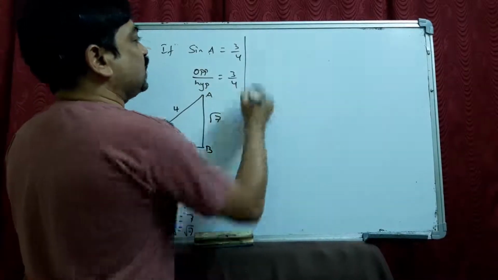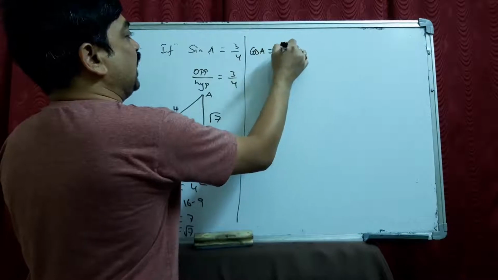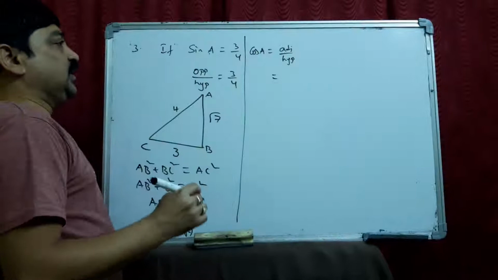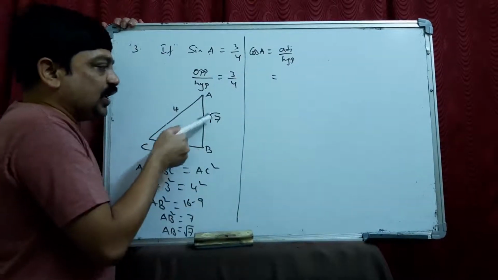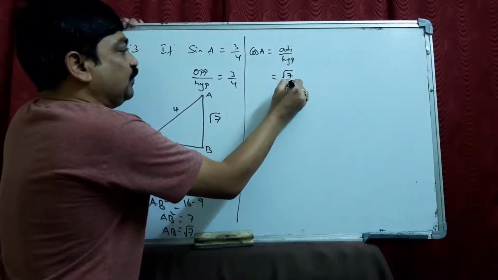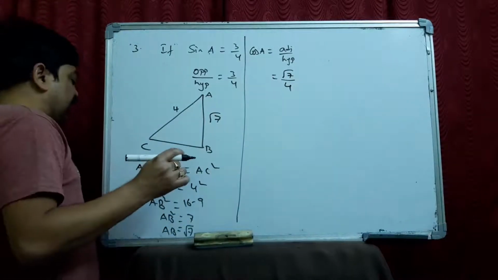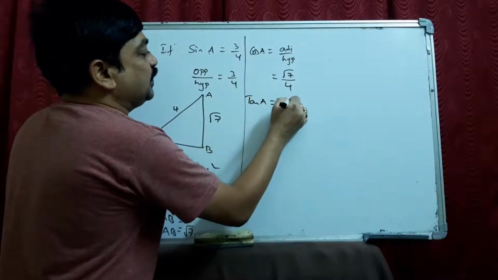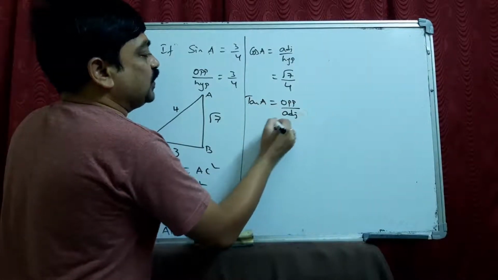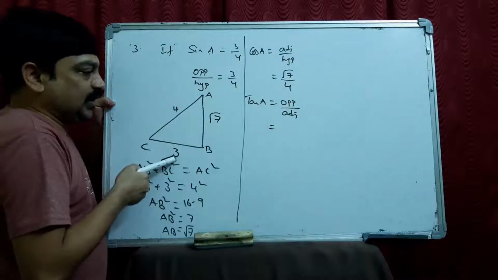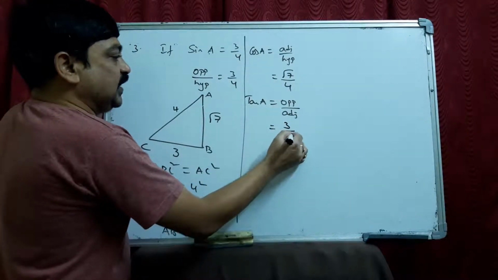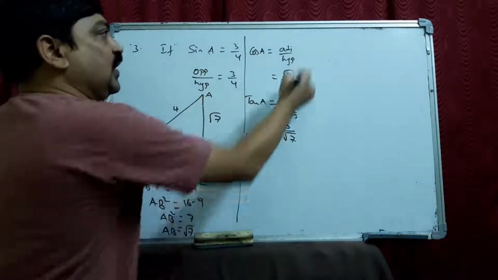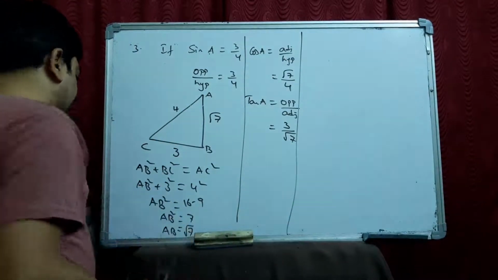Cos A is equal to adjacent by hypotenuse. So adjacent means adjacent to whom? Adjacent to A. Who is adjacent to A? Root 7 by 4. Hypotenuse is 4. Next one is tan A. Tan A is opposite by adjacent. Opposite to whom? Opposite to angle A. Opposite to angle A is 3 and adjacent is root 7. Don't consider adjacent as hypotenuse, never. This is the problem.